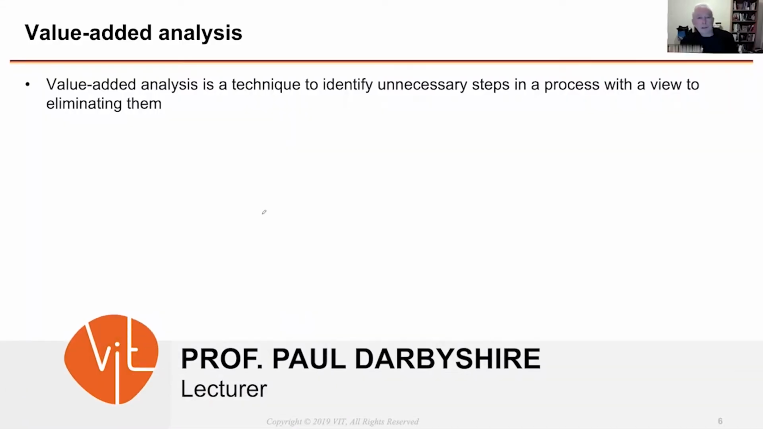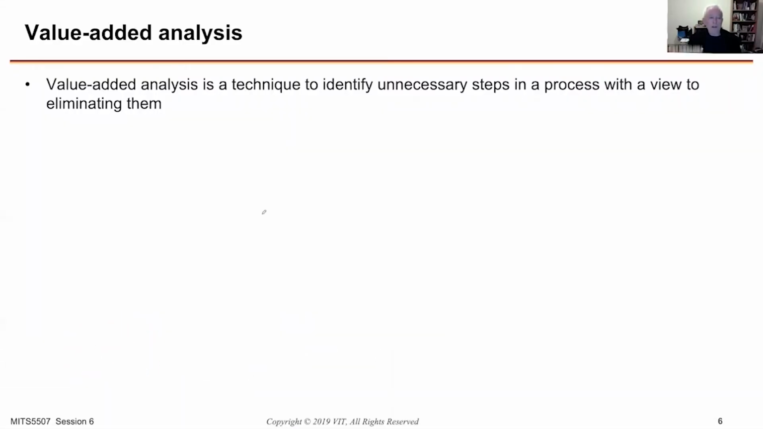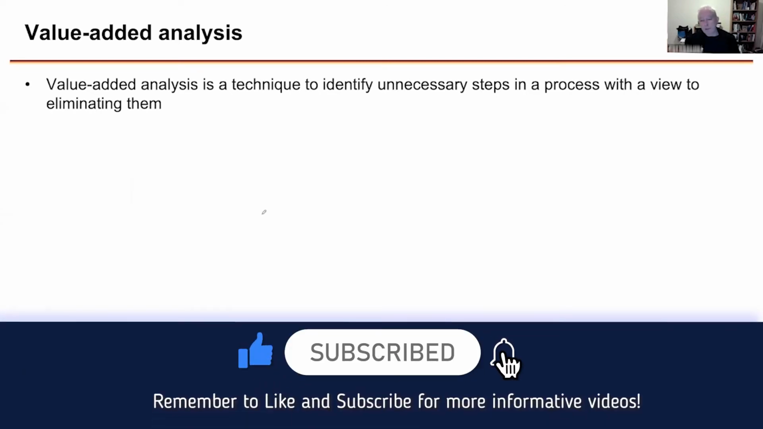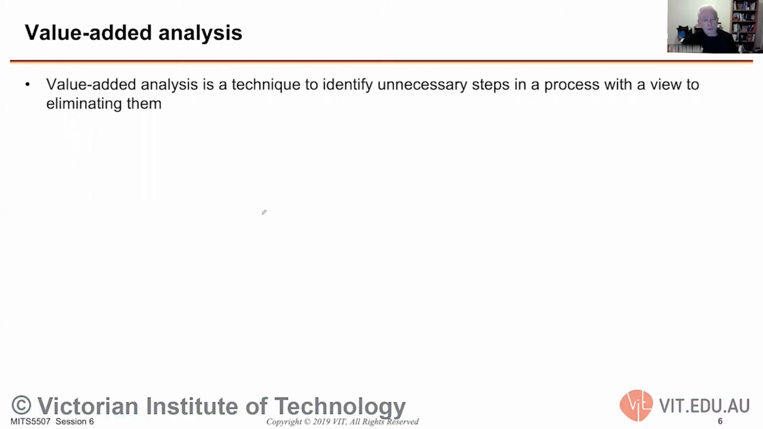Value-added analysis, okay. What we do in value-added analysis is we go through those business process models that we created. This presupposes we actually have a textual description of the business process, or a BPMN diagram. And what we try to do is identify any unnecessary steps in a process, and the purpose of doing that, of course, is to eliminate unnecessary steps.